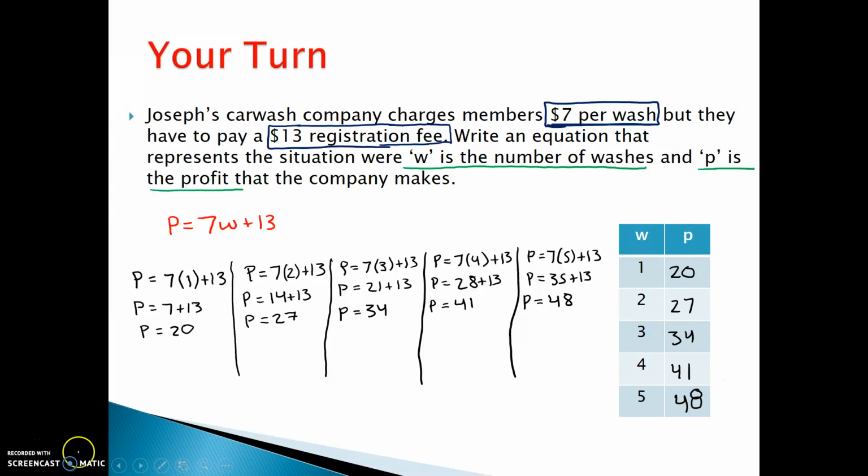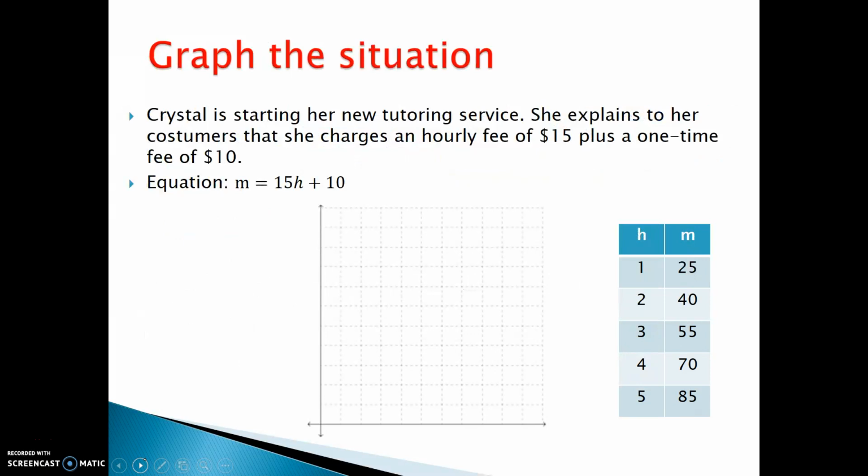All right, guys, let's move on to the last bit here. Now the last thing is, can you graph these situations? You don't have to copy this one down; this is just building on the last one that I did. For Crystal's tutoring service, we came up with the equation M = 15H + 10. So the money she's made is equal to $15 times the number of hours plus 10.